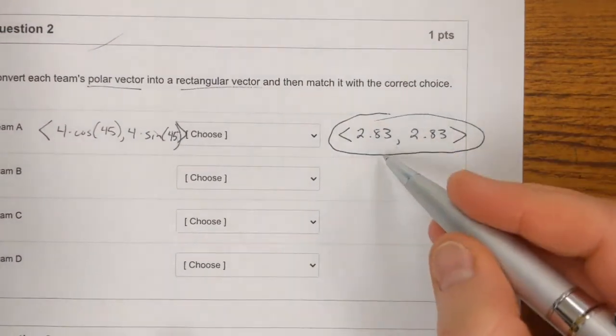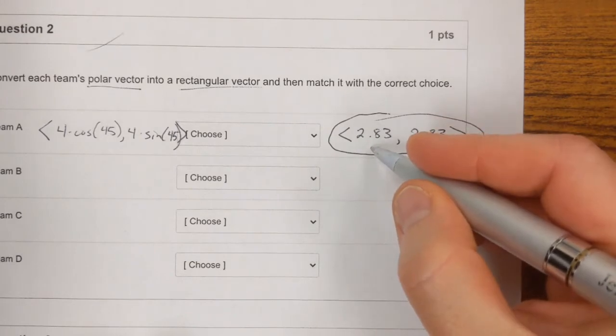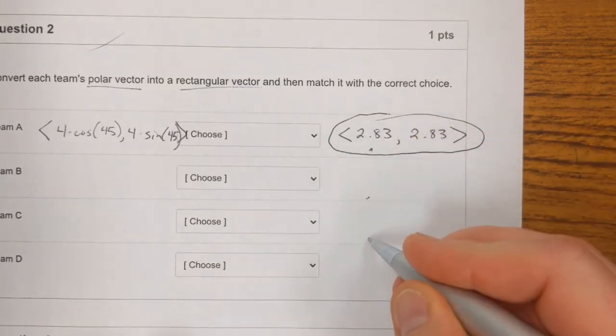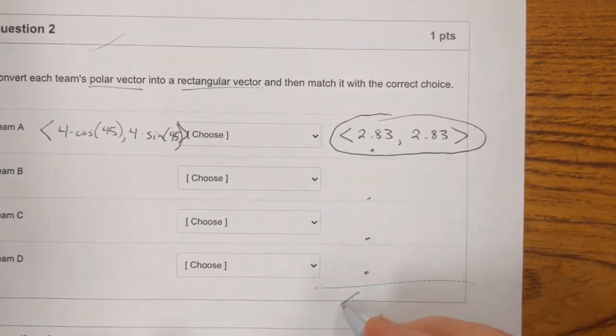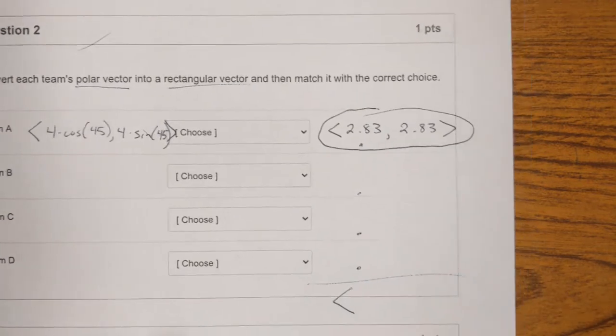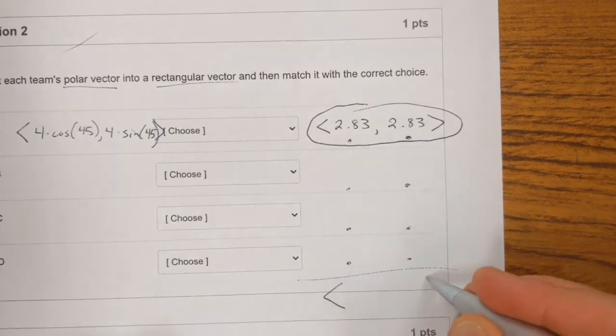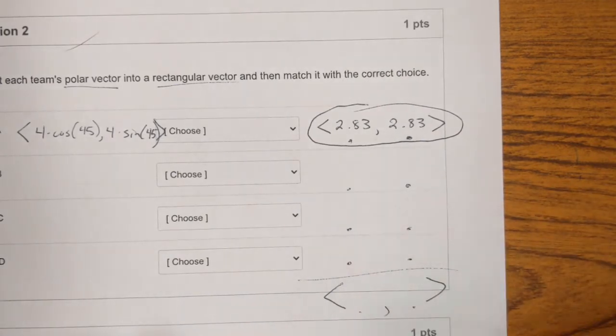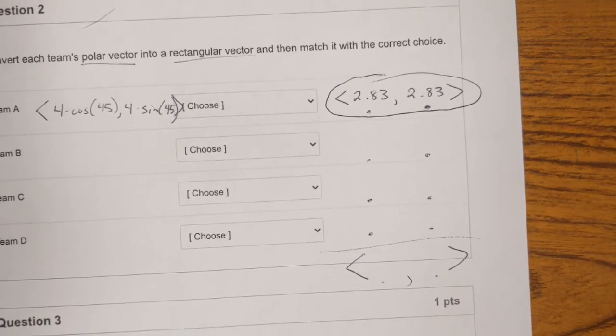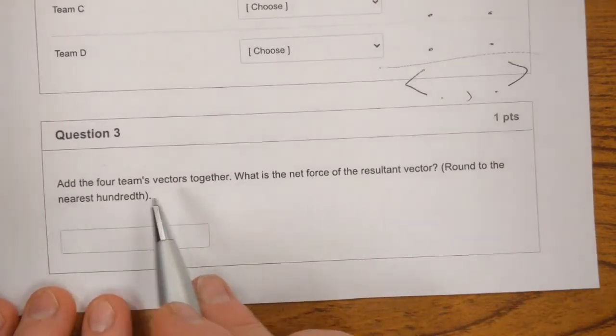Once you have them in rectangular, you'll be able to add up all the horizontal components. You'll add up this horizontal plus this one plus this one plus this one. That'll give you a horizontal answer. Then you'll add up all your verticals, this vertical plus this vertical plus this vertical. That'll give you a vertical answer. Okay, that's your answer to question 3.